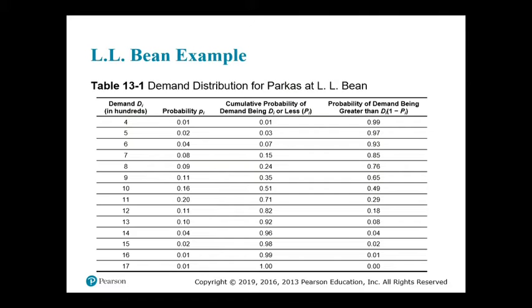So you can see that this is a rough estimate. The demand is actually discretized into several possible scenarios, right? Demand could be 400, 500 through 1700, with corresponding probabilities. And these columns are the cumulative probabilities. So what is the probability of demand being less than a certain amount? And then this column is the opposite: the probability of demand being greater than a certain amount.